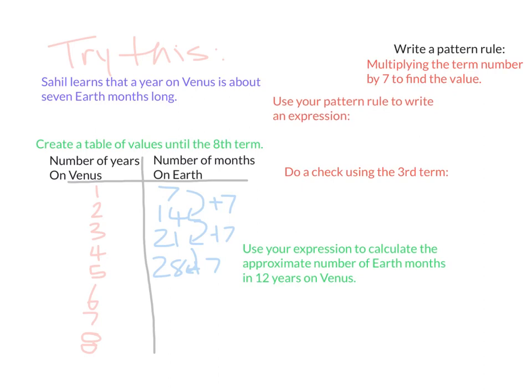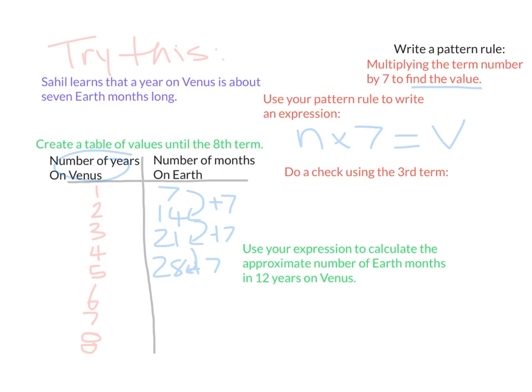Once I have a pattern rule, I use my pattern rule to write an expression. So I think to myself, what is my variable? In this case, we're looking at number of years on Venus. You can use the n if you want. You can use a y for years. You can use a different variable. It doesn't have to be the same one we've always used. So I'm just going to say n. What is happening to the n? I set up here that my term number, which is the n, is being multiplied by 7. So I'm simply writing that n is being multiplied by 7. And when I do that, I will find my value. So I came up with an expression.